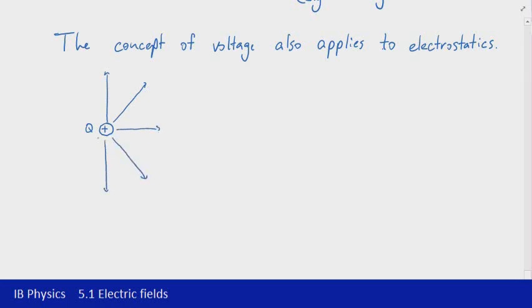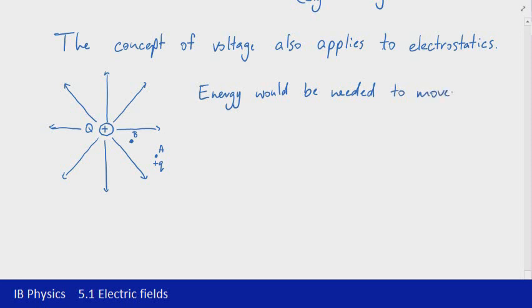And we're going to consider 2 points in that field. And those 2 points will be, say, this point here, we'll call it point B, and out here is point A. And if we have a charge of plus Q at A, energy would be needed to move the charge, and that's Q, from A to B. So because energy is being used, there's a conversion of energy from some other form into electric potential energy in this case.